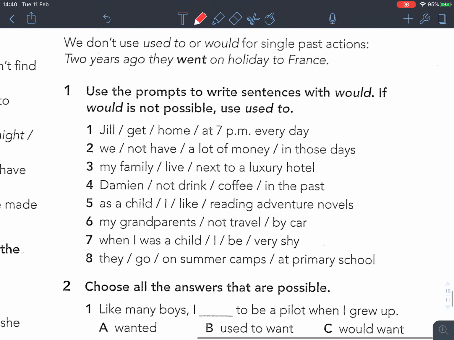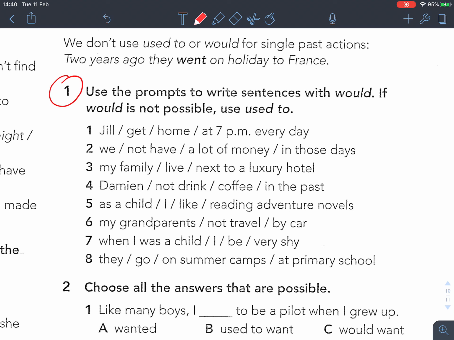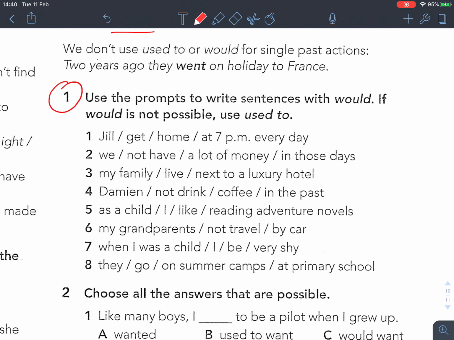All right, then let's look at question 1 here. Use the prompts to write sentences with would. If it is not possible, use used to. So now please pause the video and write down the sentences in your GE book. All right, and then we will come back and check the answers.